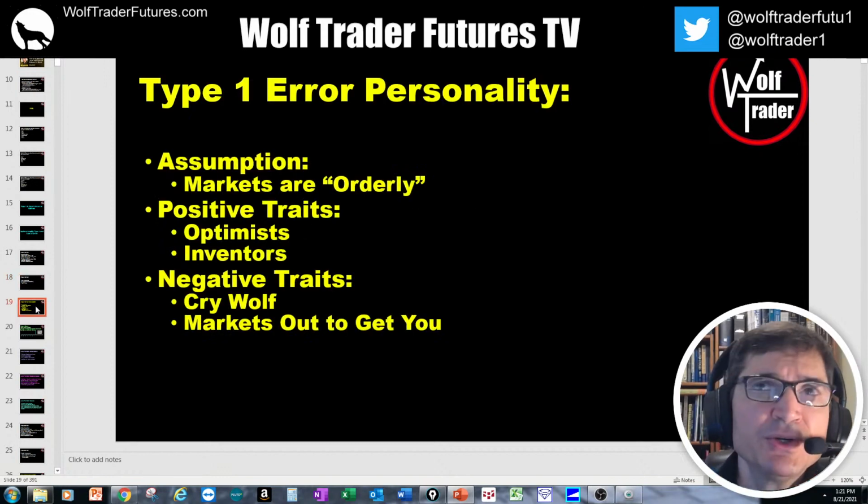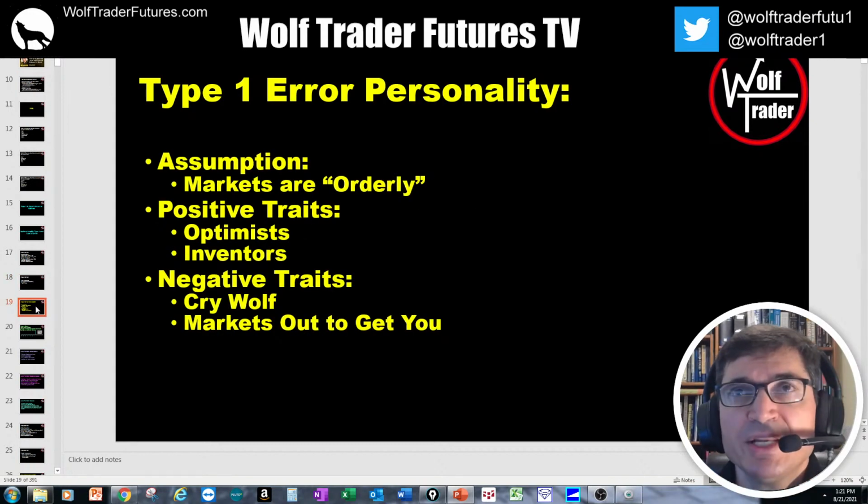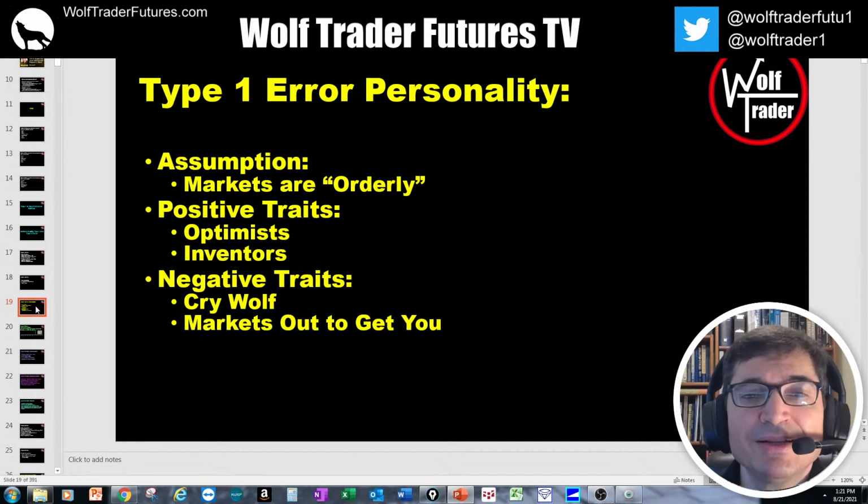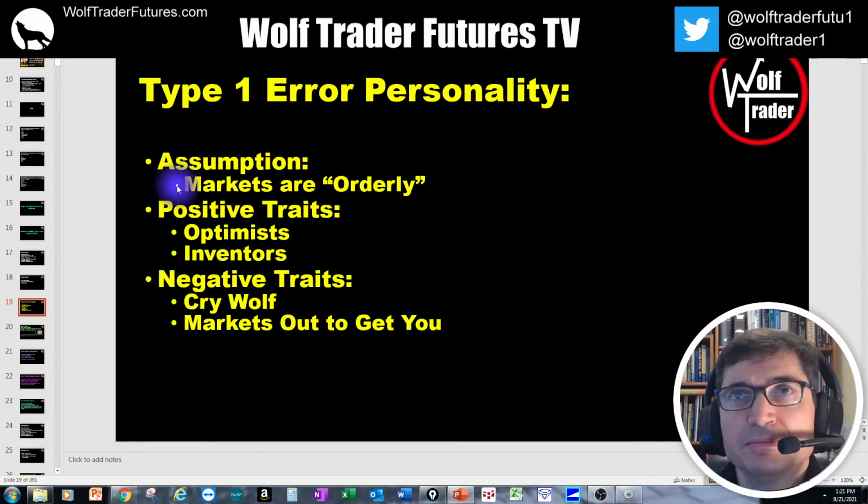Okay, so there's certain people that follow these personalities. There's type 1 error personalities and type 2 error personalities. A type 1 error personality is typically going to assume that the market is orderly, that there's some order to the market, and they expect this big move. They don't think it's random. They expect this big move.